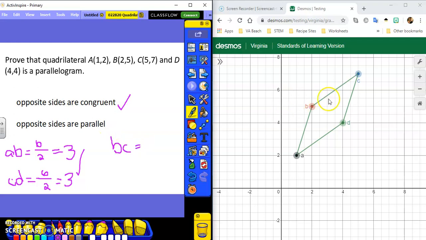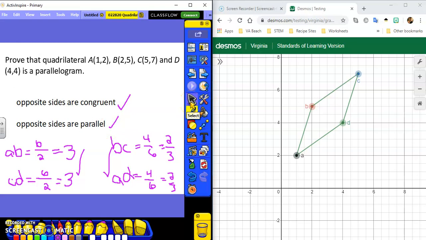So if I do the slope from B to C, I go 1, 2, 3, 4, and over 1, 2, 3, 4, 5, 6. So 4 over 6, which is equivalent to 2/3. And my last side, I'm going to do AD. So again, rise over run. 1, 2, 3, 4, and over 1, 2, 3, 4, 5, 6. So 4 over 6, which is still equivalent to 2/3. So that tells me those 2 sides are parallel, which makes this a parallelogram.